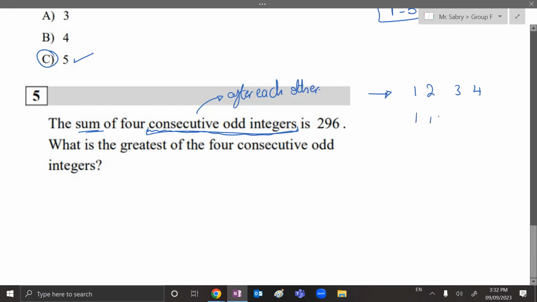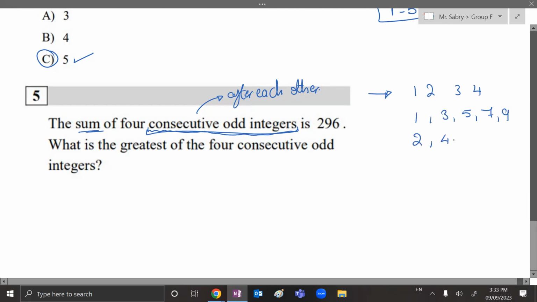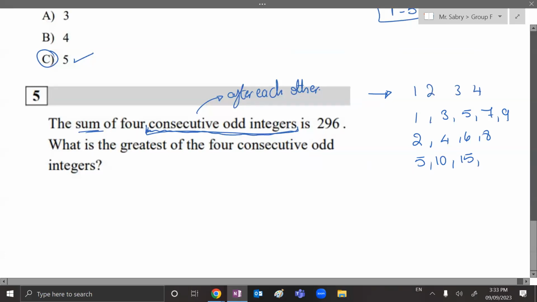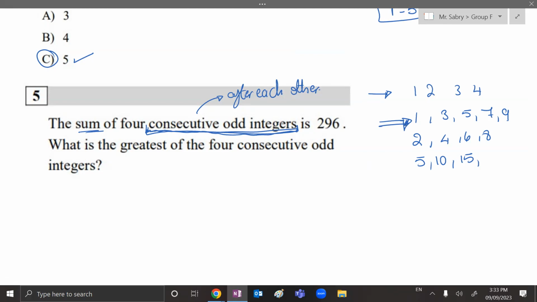Consecutive odd are 1 3 5, 3 5 7. Consecutive even 2 4 6 8. Consecutive multiples of 5 5 10 15. So the word consecutive means that they have a constant difference between them. They have the same difference between each number and the next. When they say consecutive odd integers, they're talking about examples like 1 3 5 7 and so on. But I don't know where they start. Did they start from 1? Did they start from 7? Did they start from 79? A huge number, because it's 196.